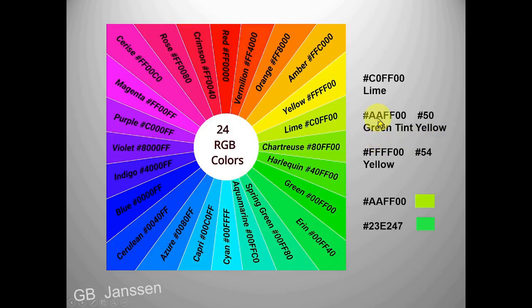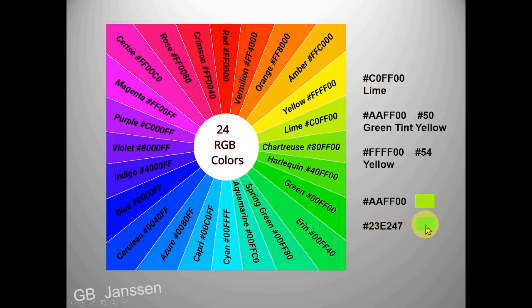C0 is closer to AA than it is to FF. There's quite a bit of difference between those two. So it would select this one and give you this color here, which is this green tint yellow, which is this one right here. You would not get the lime; you get this one here, which is closer to yellow than the lime. So your separation of color would not be near as good as if you were using the true lime.